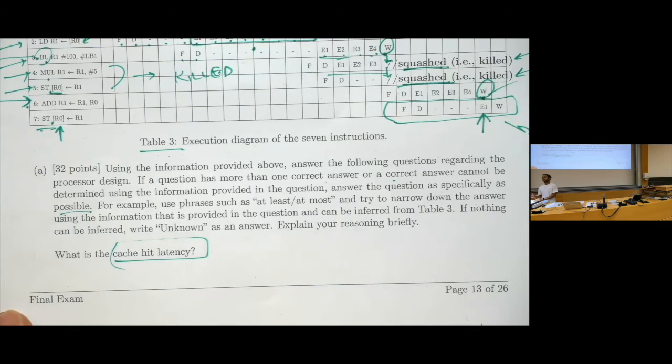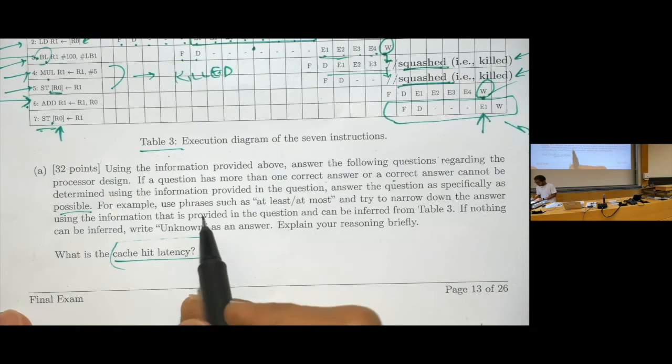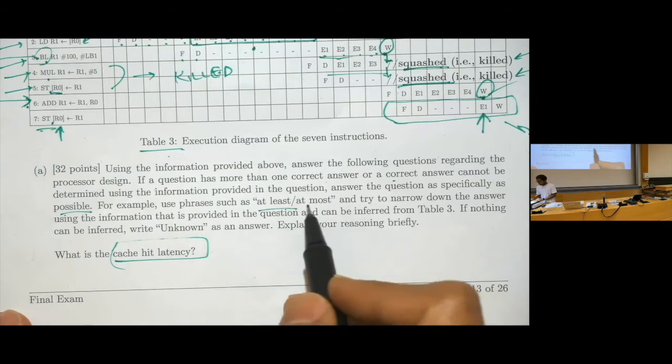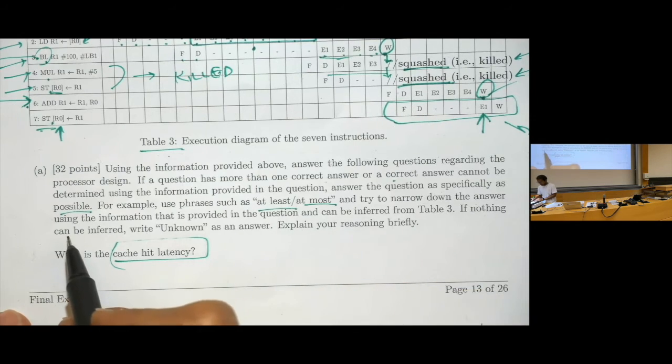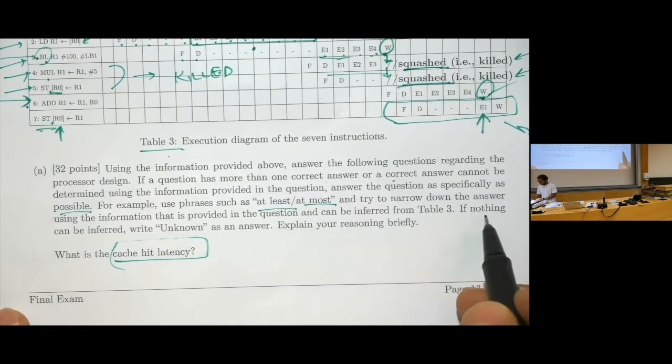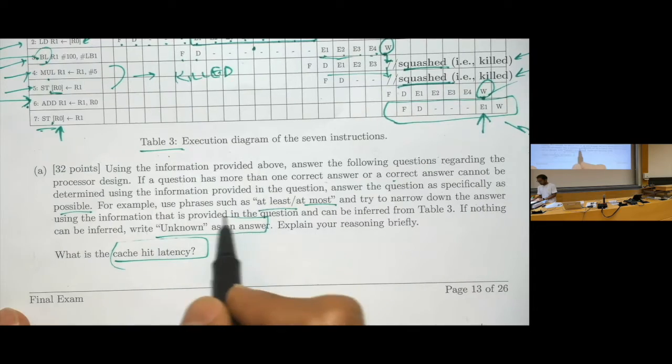It is intentionally designed to be vague. Do not expect to find exact answers. All right, that gives me a hint that there might not be an exact answer. Use phrases such as at least or at most and try to narrow down the answer. If nothing can be inferred, write unknown as the answer.